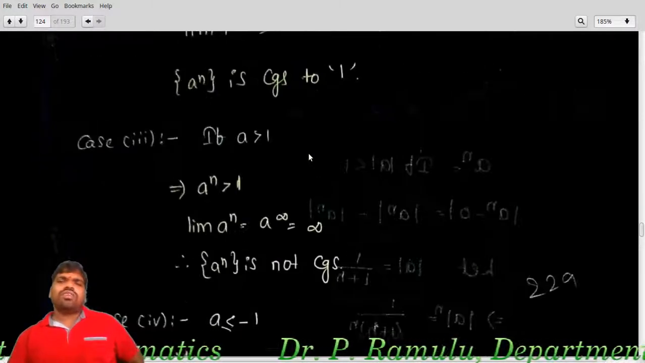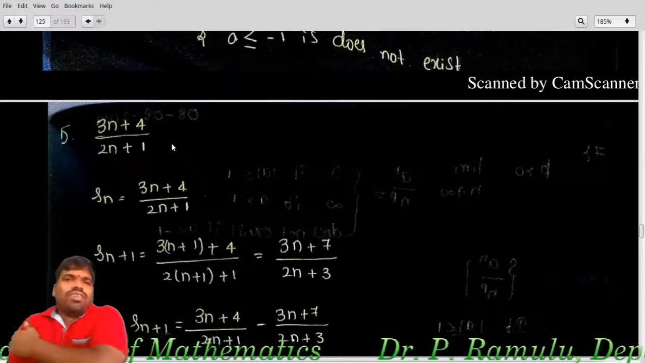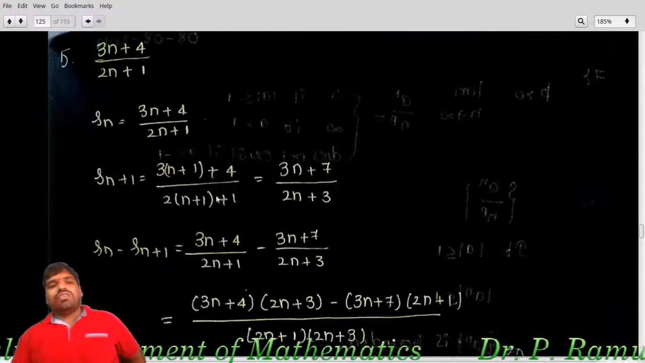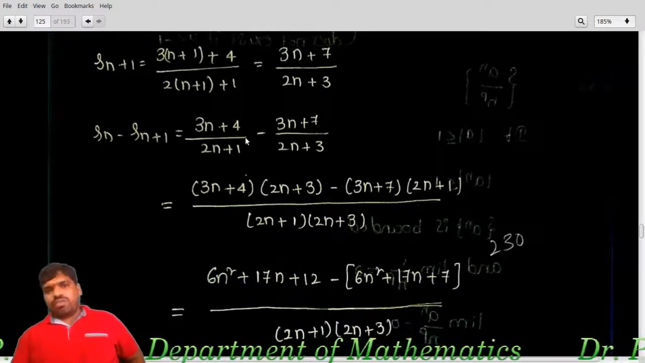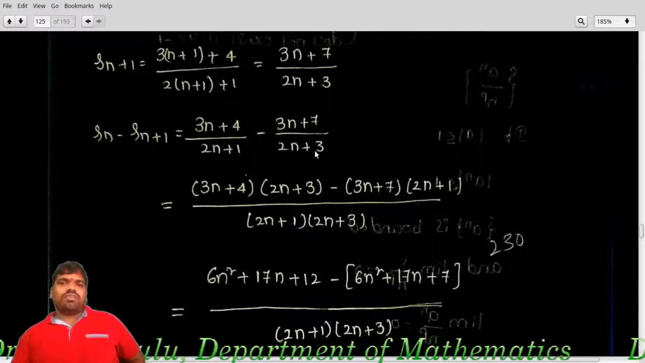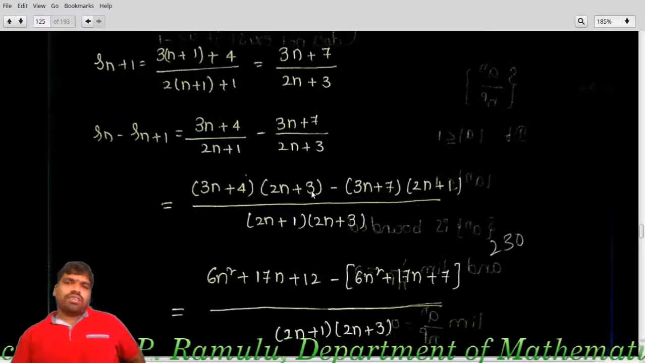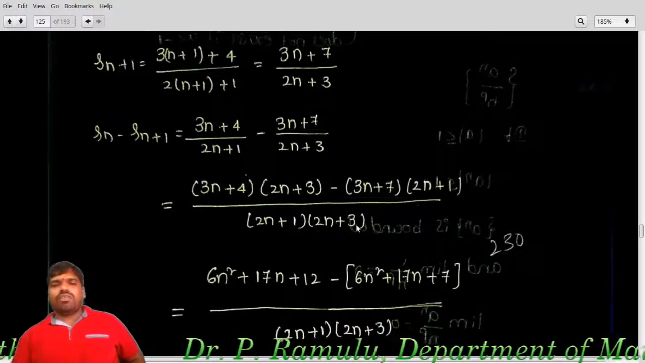So, these things are already discussed from problem 1. Quickly, we can get Sn equal to (3n+4)/(2n+1), and Sn+1 is this. Sn minus Sn+1 equals (3n+4)/(2n+1) minus (3n+7)/(2n+3). If I cross multiply, we get (3n+4)(2n+3) minus (3n+7)(2n+1), over (2n+1)(2n+3).